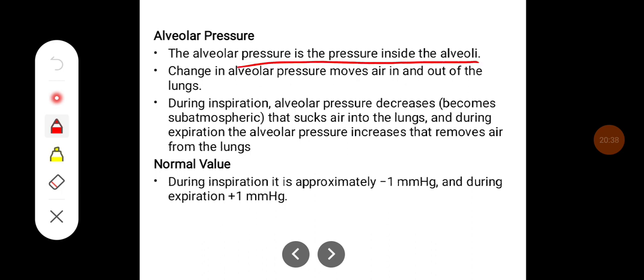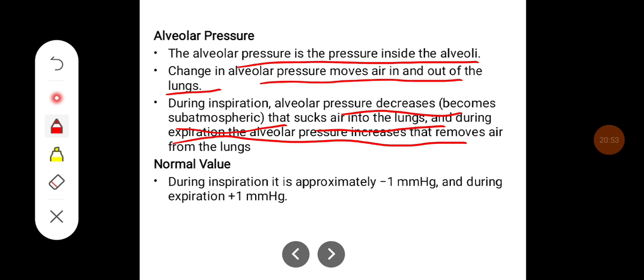Alveolar pressure is the pressure inside the alveoli. Change in the alveolar pressure moves the air in and out of the lungs. During inspiration, alveolar pressure decreases, becomes subatmospheric, and sucks the air into the lungs. And during expiration, the alveolar pressure increases, which removes the air from the lungs. The normal value during inspiration is approximately -1, and during expiration it is +1.